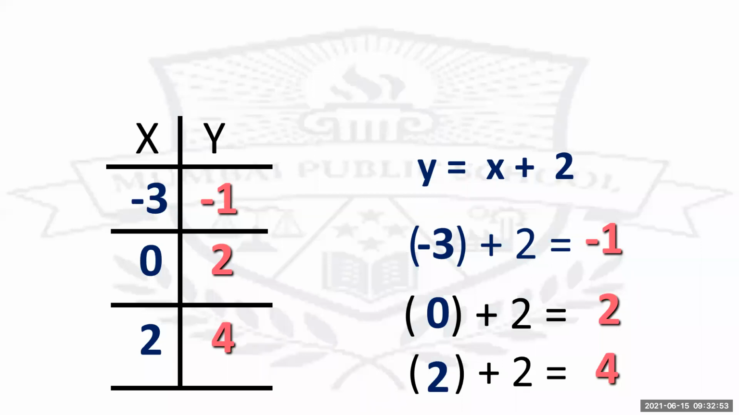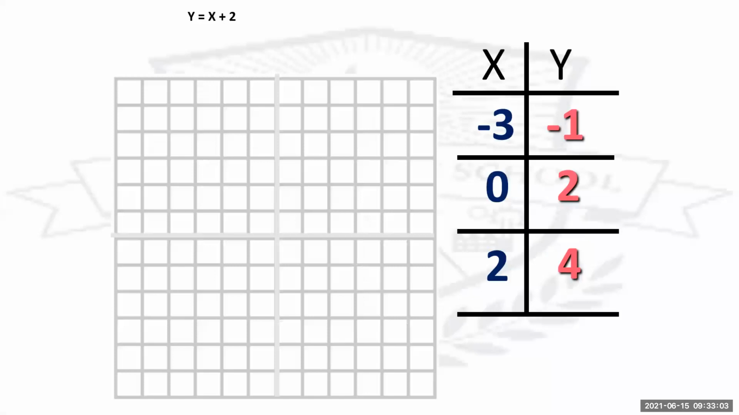Now you have got both values of x coordinate and y coordinate. So you are ready for plotting the graph. The table is ready with you. Now, first point, -3, -1. Both the numbers are negative, so that means it's going to lie in the third quadrant. For -3, you will move 3 positions left and 1 position down.